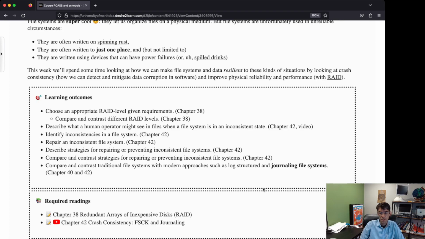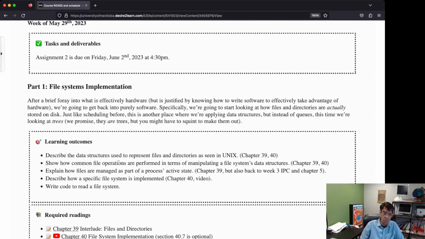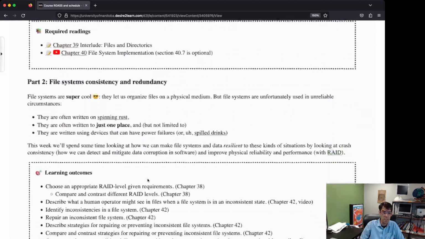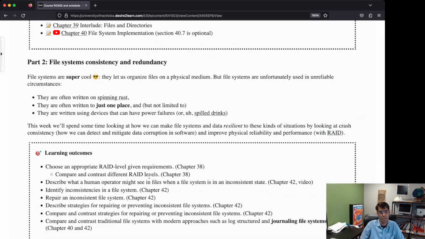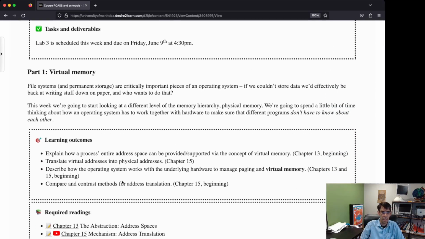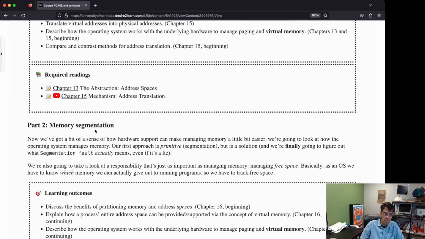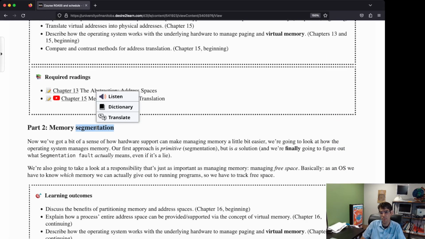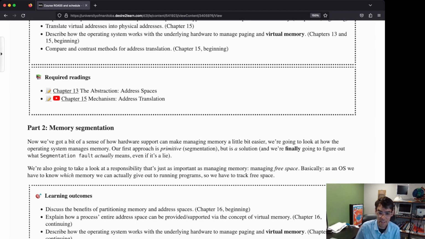That's where I'm going to stop with this video because we're kind of in this state right now. We just finished this file system implementation, and we're going to be going to file system consistency and redundancy next week. Later in the week, we're going to be taking a look at virtual memory and memory segmentation specifically. I really love this memory segmentation part of the course because we finally get to find out what segmentation fault actually means. This is something that you see so much when you're writing C code. To finally be able to find out what that actually means and to find out that it's a complete and utter lie on modern systems, I think is great. So I'm looking forward to being able to have that discussion with you.